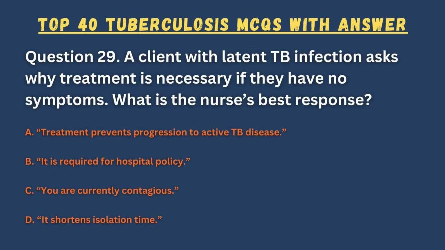Question 29. A client with latent TB infection asks why treatment is necessary if they have no symptoms. What is the nurse's best response? A. Treatment prevents progression to active TB disease. B. It is required for hospital policy. C. You are currently contagious. D. It shortens isolation time.